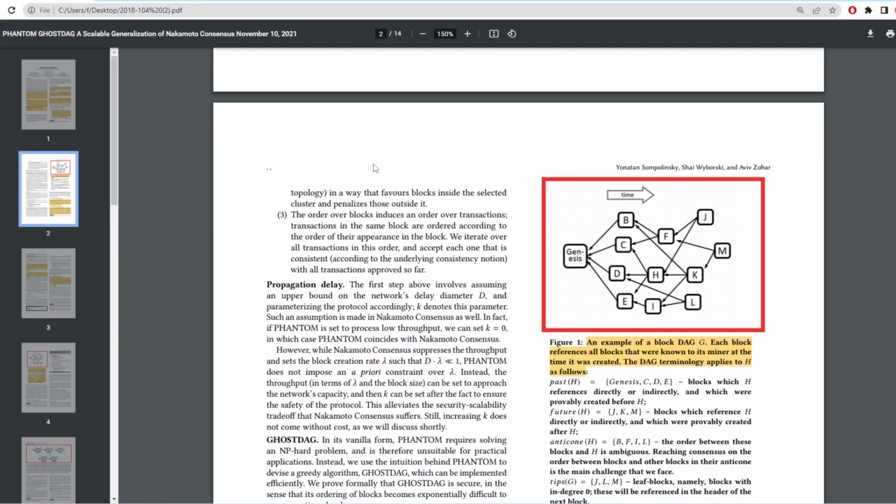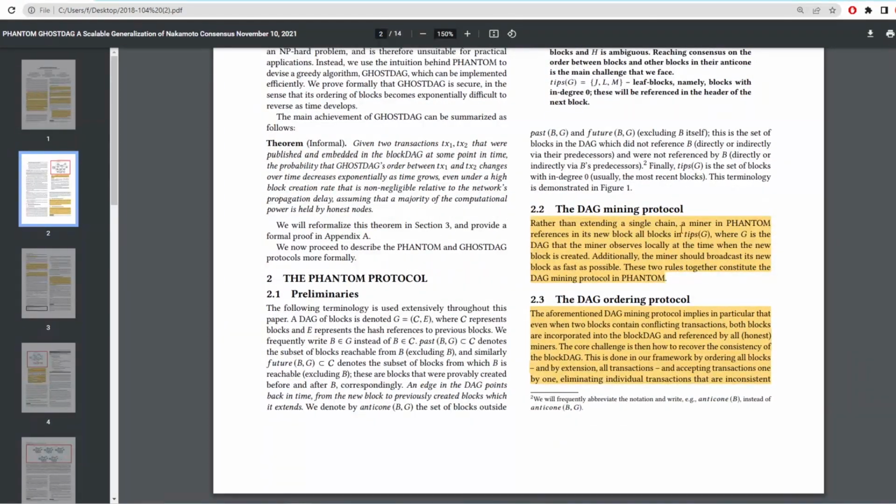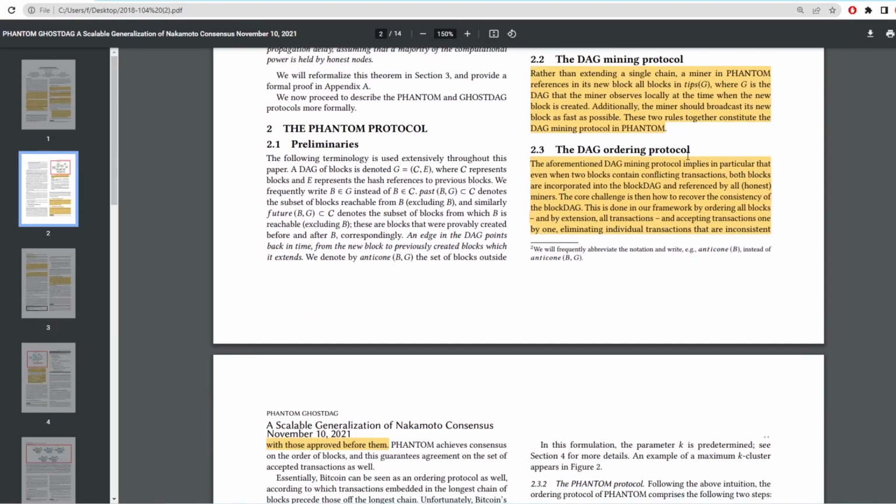So rather than extending a single chain, a miner in Phantom references all the blocks in G, where G is the DAG that the miner observes locally at the time when the new block is created. Additionally, the miner should broadcast its new block as fast as possible. These two rules put together constitute the DAG mining protocol in Phantom. The aforementioned DAG mining protocol implies in particular that even when two blocks contain conflicting transactions, both blocks are incorporated into the BlockDAG and referenced by all honest miners.